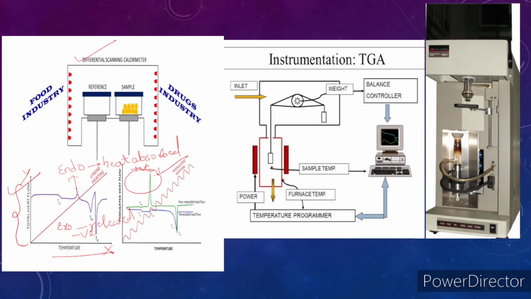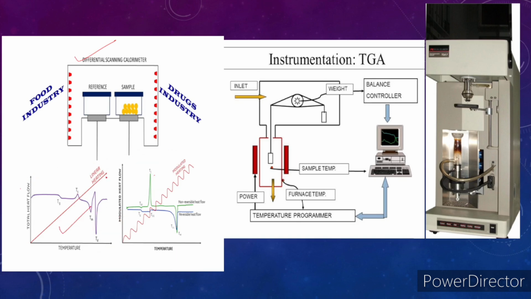These endothermic processes usually appear as upward peaks, that is positive heat flow, whereas the exothermic processes represent the heat release and the peaks appear downward and it is negative heat flow. This is the heat absorbed, this is the heat released process. And examples are melting of fat, starch gelatinization, for example.